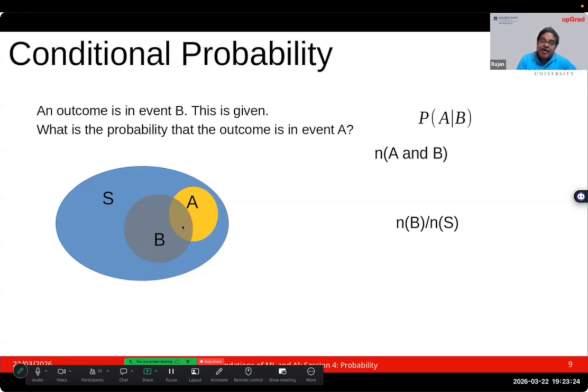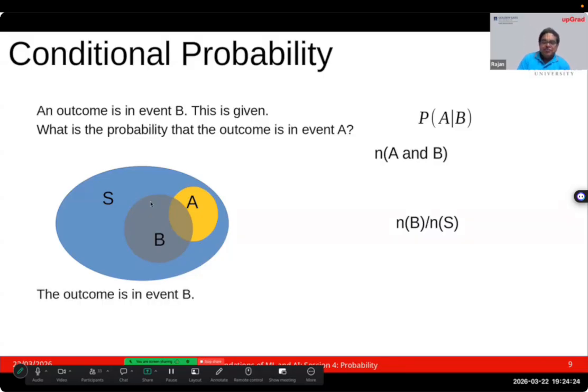But I want to find this intersection area in relation to event B, not with respect to the entire sample space. Because now it is given that it is present in B, I have to find out something about this intersection area. So I am asking, what is the probability that the outcome is in event A, given it is in B? It is the probability that it is in this intersection area, given that it is in event B. So now I can think of event B as my sample space, and the intersection area as my event. So the size of the intersection area divided by the size of event B, that's the probability I'm looking at.